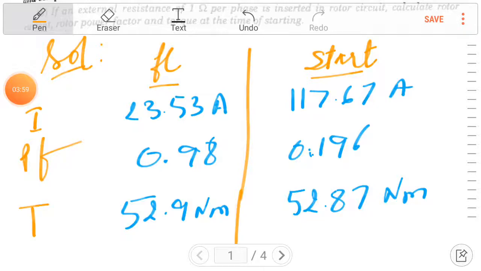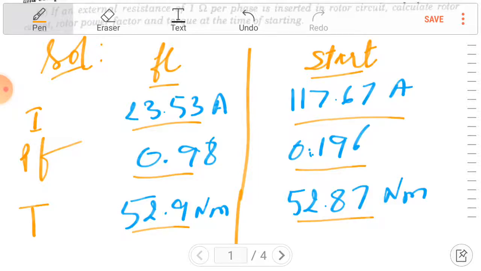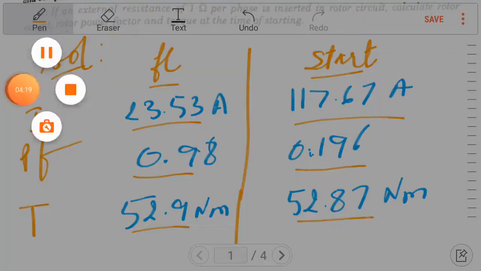From this table we can compare the two values, that at full load current is very much lower than at starting, and also the power factor is higher at full load and at starting it is reduced, but the torque remains almost the same in both cases.